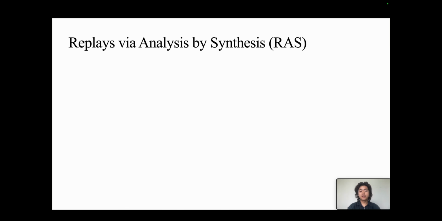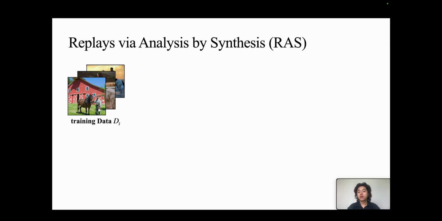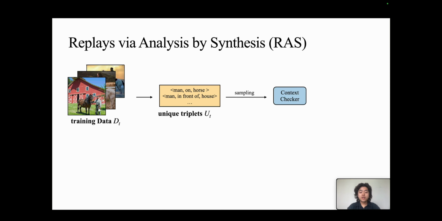To address the complexity in CSEG, we introduce our method RUST, replay via analysis by synthesis. The goal of our method is to use symbolic replay to generate synthesized images in a balanced distribution for the next task. At task T, given the training set, RUST stores all triplet labels from previous tasks. These triplets are sampled, clustered, then filtered by a context checker module. This is to ensure the text prompts we're going to generate are describing context-congruent scenes. RUST also adopts techniques to deal with the long-tail distribution issue in the sampling process.